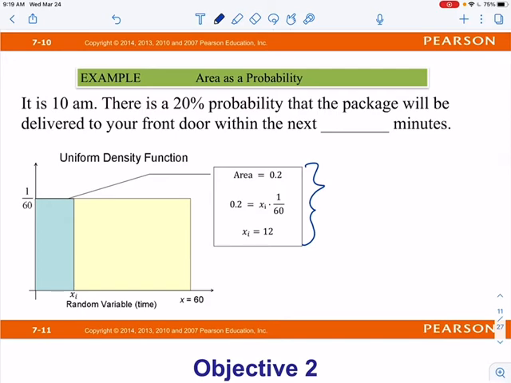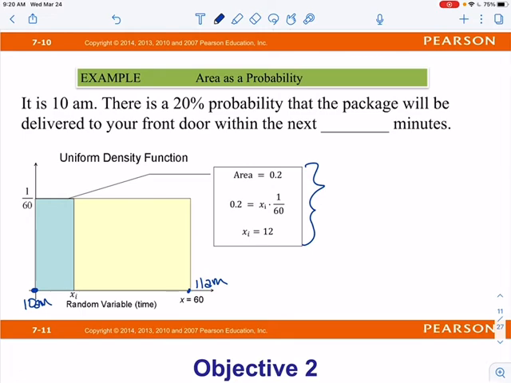Okay, so it's 10 a.m. So I'm starting at my start time. Again, remember that start time is 10 a.m. or x equals 0. And over here was 11 a.m. or x equals 60. So we're starting at 10 a.m. So again, there's a 20% probability.